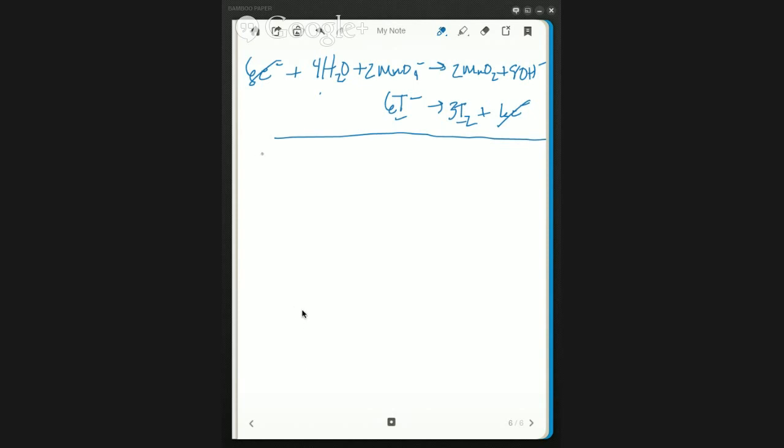So 4 H2O plus 2 MnO4 minus plus 6 I minus, our iodide ions, is going to produce 2 manganese dioxide plus 3 iodine molecules. Any questions?